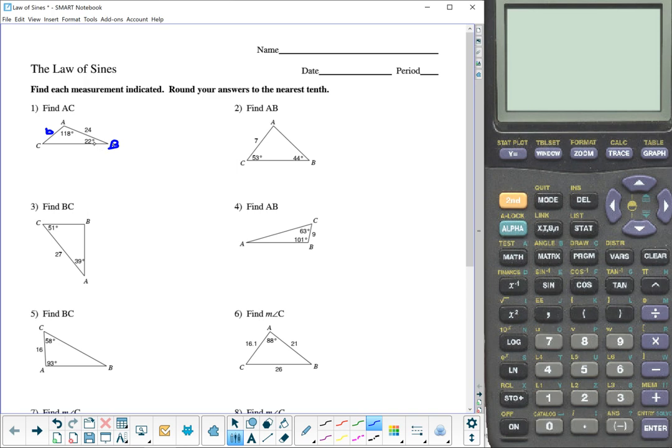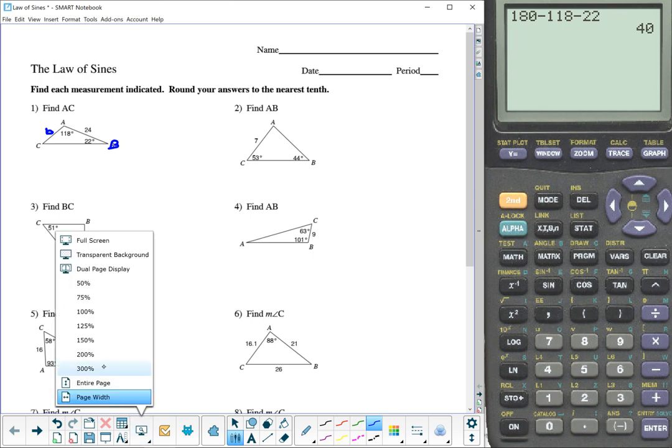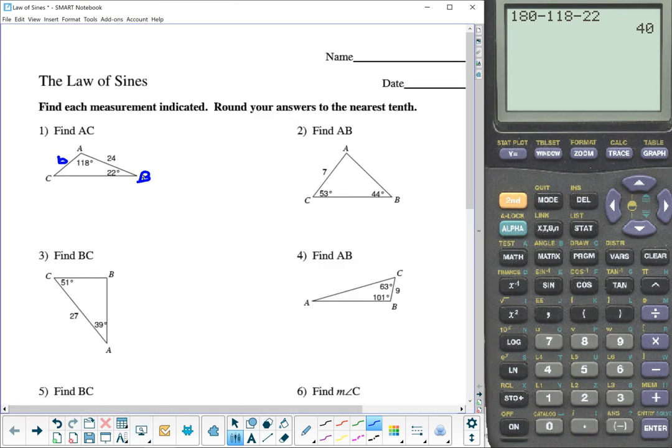All right, and then we have 24, but we don't have the angle C. It looks like we can find that on the calculator. So take 180, subtract 118, subtract 22, and that gets you 40 degrees.